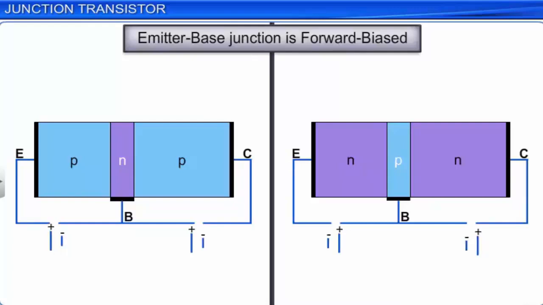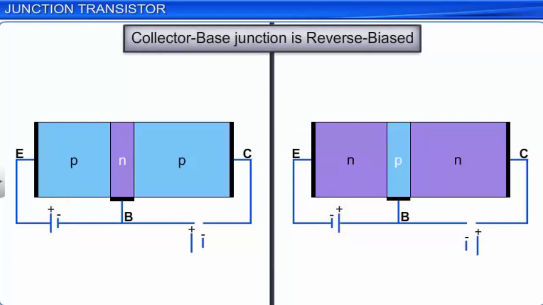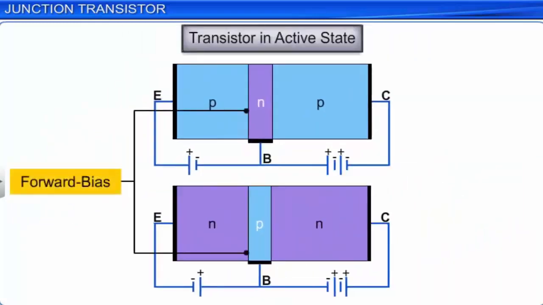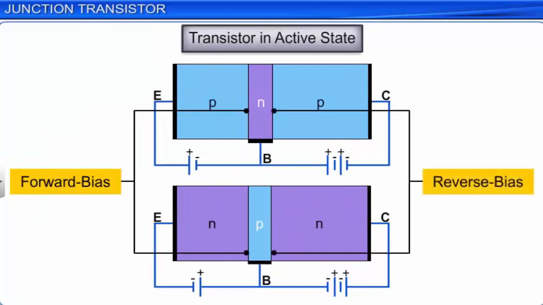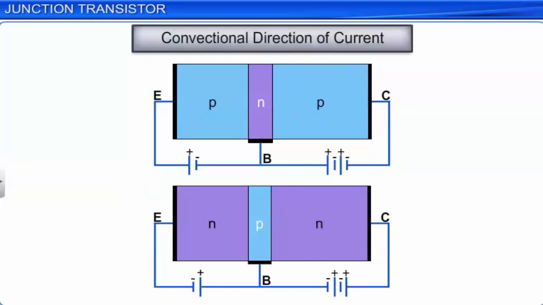The reasons for adopting such a biasing scheme for the two junctions will be discussed at the appropriate juncture in the course. A transistor with its emitter base junction forward biased and base collector junction reverse biased is said to be in an active state. Before we discuss the working of PNP and NPN transistors in the active state, let us recall that by convention, the direction of electric current is taken opposite to the direction of the flow of electrons, that is, in the same direction of the flow of holes.